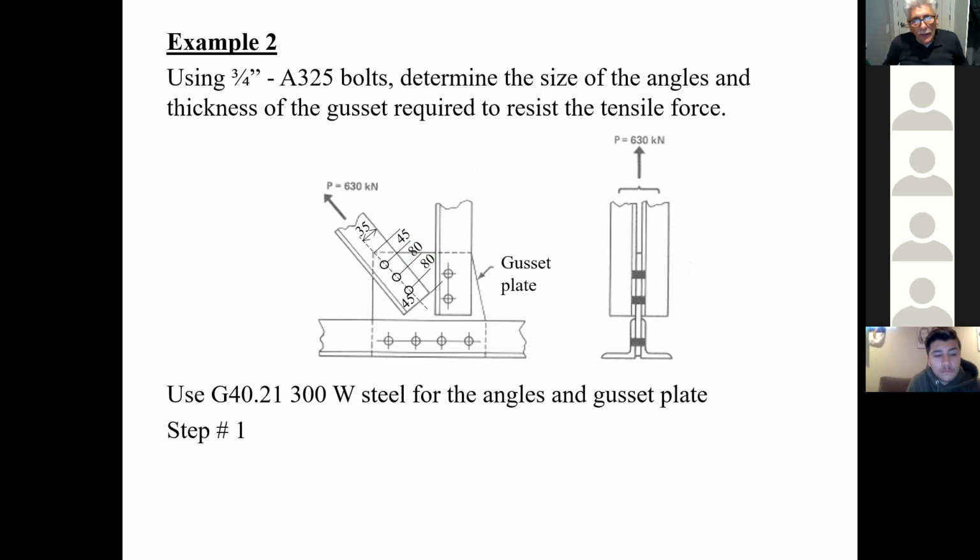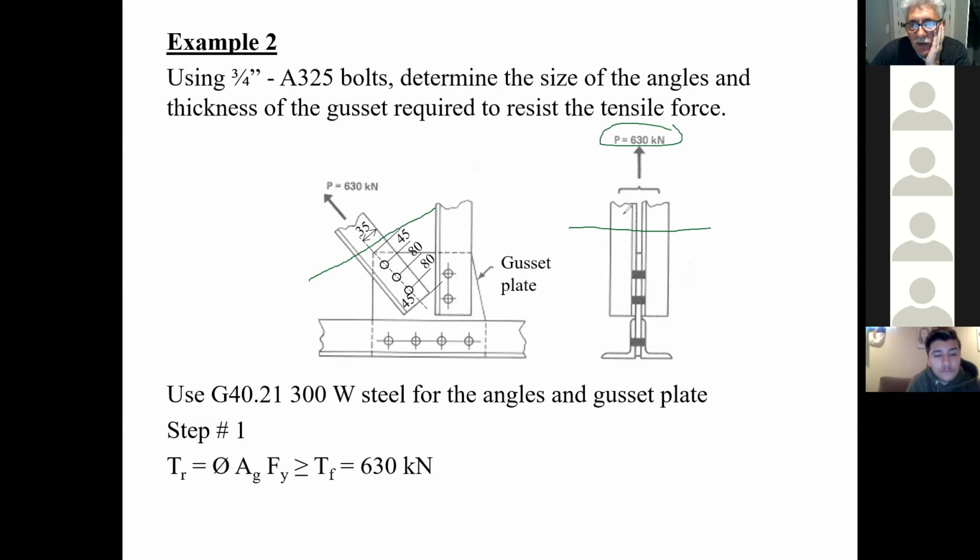Now, step 1, we have to determine what size of angles we are going to have to use here in order to resist this force. What we're going to be doing is assuming that our first failure plane will be right across the member. In other words, we want to make sure that both these angles have sufficient resistance.